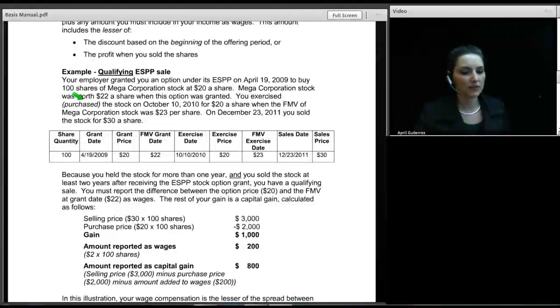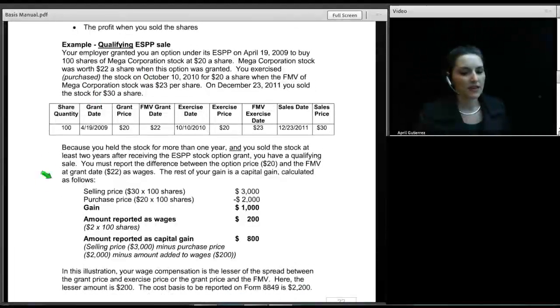You're granted at 20 and it's worth 22. You exercise or purchase the stock on October 10 for $20 a share, and at that time the fair market value is 23. Then on December 23, you sell for 30. Because you held the stock for more than 1 year and you sold the stock at least 2 years after receiving the ESPP stock option grant, you have a qualifying sale. You must report the difference between the option price of 20 and the fair market value on the option date or grant date of 22 as wage income on your W-2.